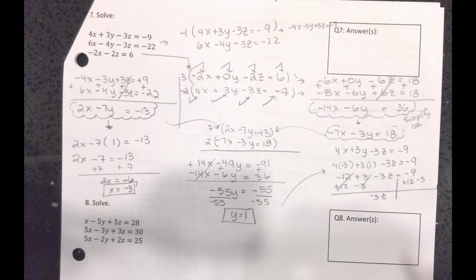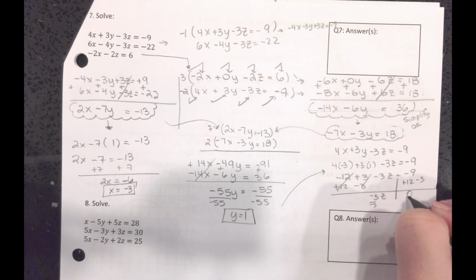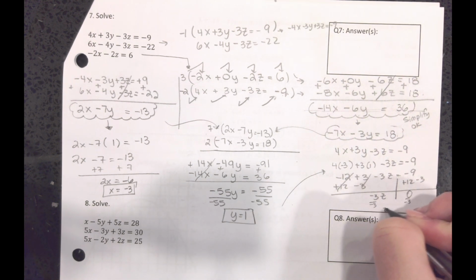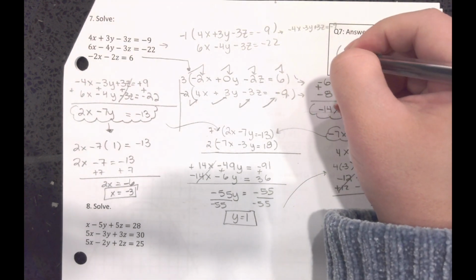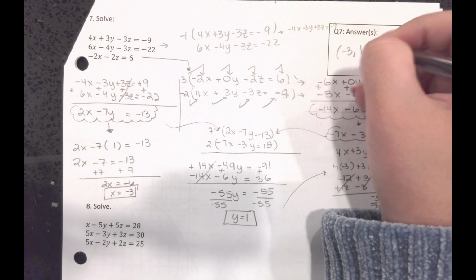I get 0. Divide by -3, divide by -3. So z is equal to 0. Okay, let's actually write out our answers pretty in the box. X, Y, Z.